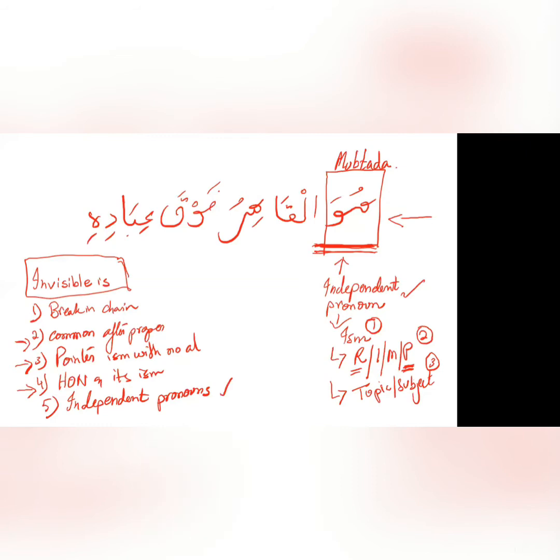And the last but not least is independent pronouns. Independent pronouns will always be mubtada whenever they come in a sentence. And we did this example very extensively. Allahu huwal ghafurur rahim, right? So here Allah is mubtada, but after it you have an independent pronoun coming, so that is also mubtada. That is your second mubtada. Inshallah, we will see all of these in the examples that we are doing. Is that clear?